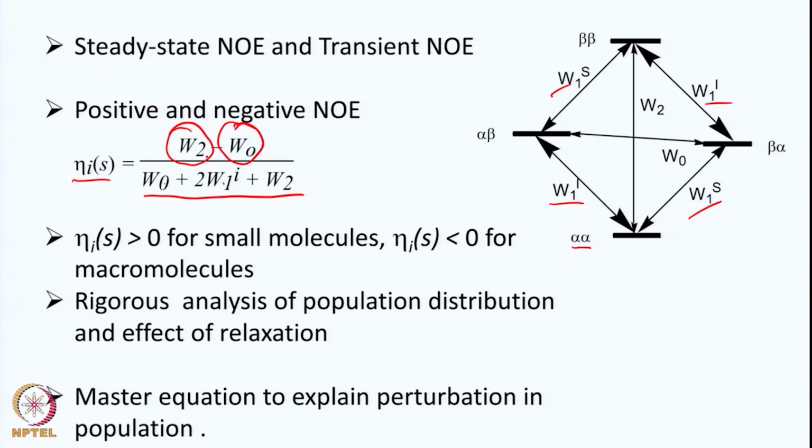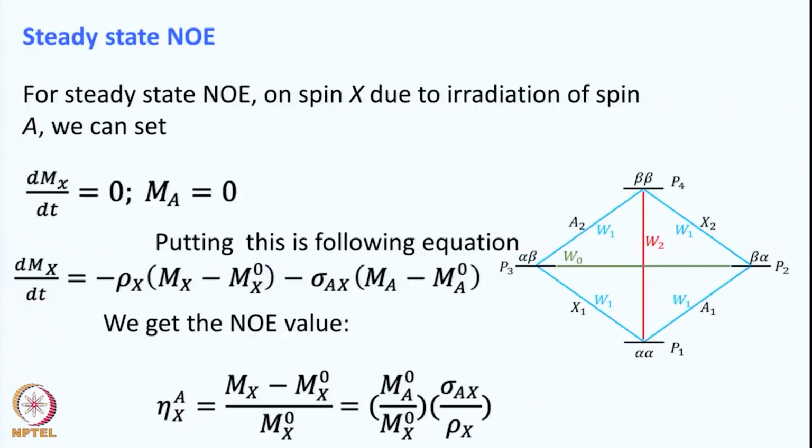Generally for small molecules it is positive NOE, and for large molecules it is negative NOE, and we also looked at the reason. For positive NOE it is omega 2 which majorly contributes, and for negative NOE it is omega 0. We did a rigorous analysis of population distribution, looked at the effect of relaxation when it equalizes the population, and developed a master equation to explain the perturbation in the population. Up to here we have seen in the previous class.